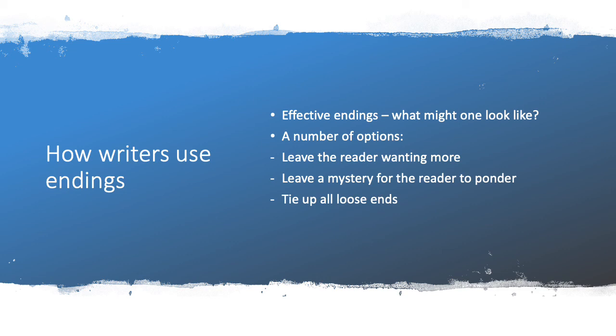We're now going to look at how writers use endings. So we've had a look at the start, we've had a look at how mood is created to develop the text and reveal things as we go along. Now we're going to look at how writers use endings. So effective endings, there are all manner of options that writers can use. Some of the more obvious ones are to leave the reader wanting more. In other words, not tying up all loose ends. So maybe not explaining what happens to characters, maybe leaving a door open for a sequel.